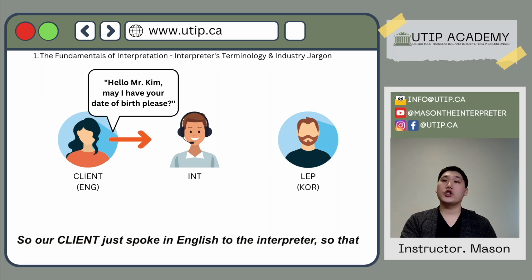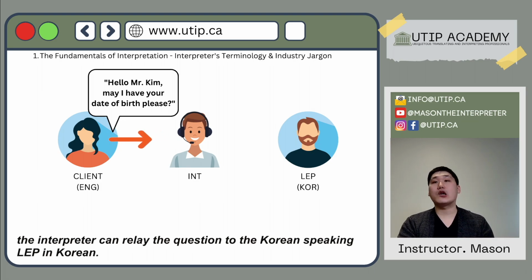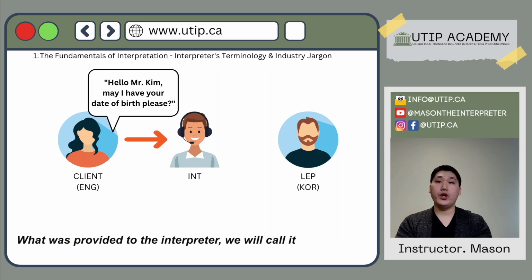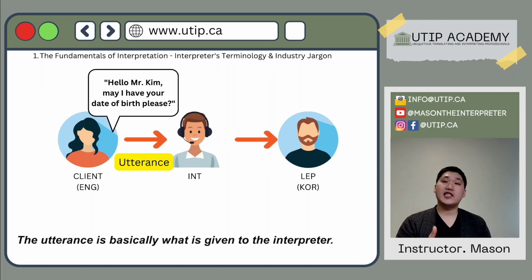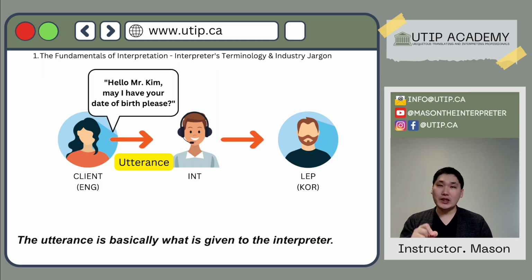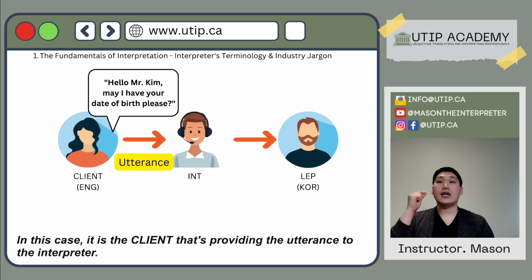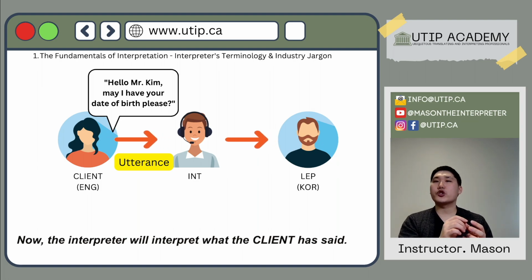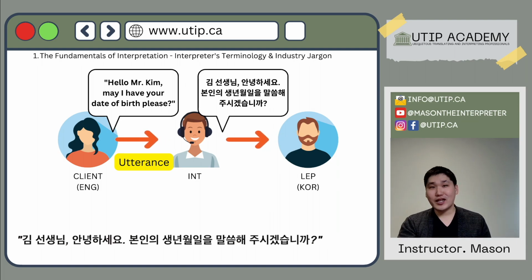So our client just spoke in English to the interpreter so that the interpreter can relay the question to the Korean-speaking LEP in Korean. What was provided to the interpreter, we will call it an utterance. The utterance is basically what is given to the interpreter. In this case, it is the client that is providing the utterance to the interpreter. Now the interpreter will interpret what the client has said.